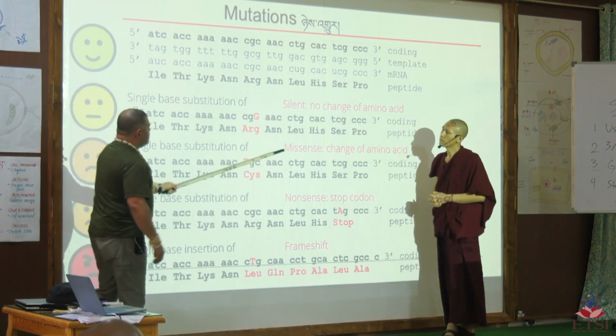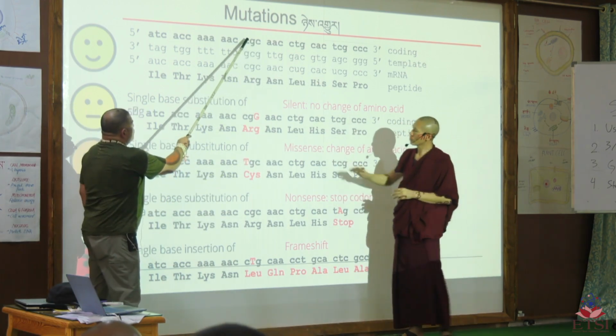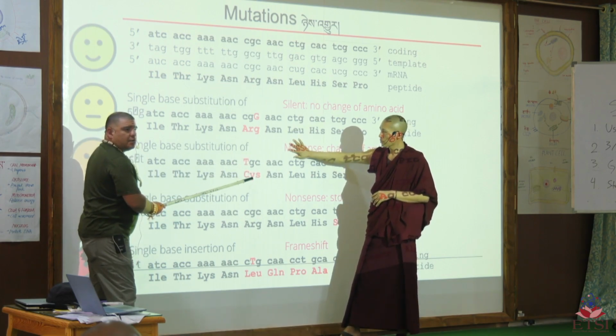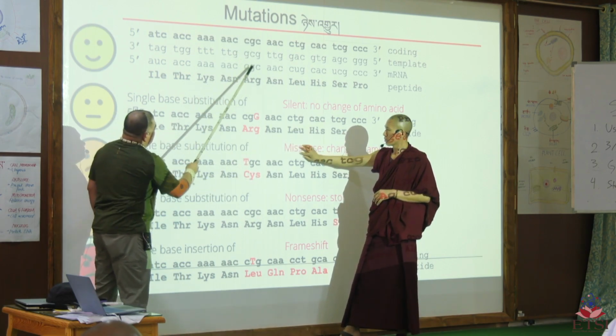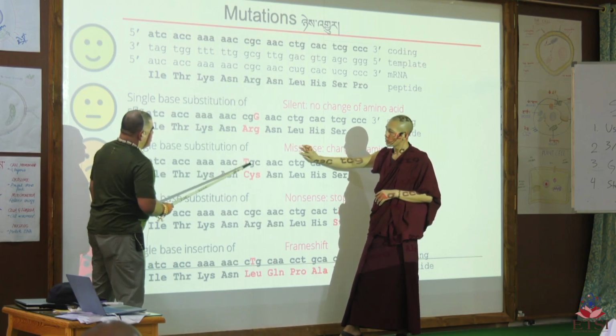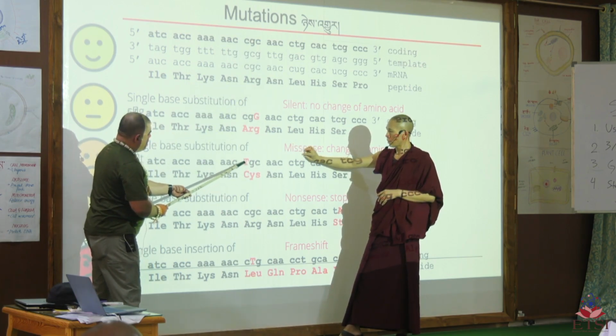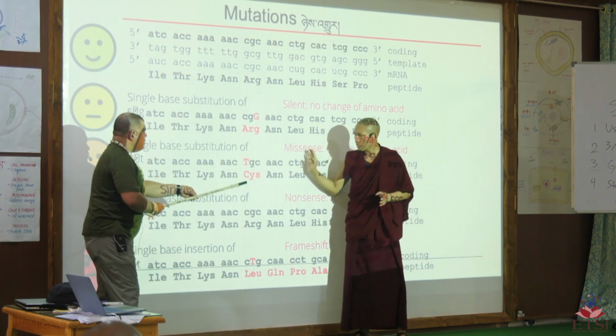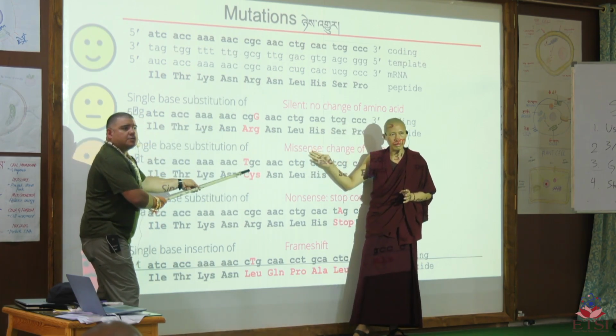In a missense, the combination between the non-mutated and the mutated does change the amino acid. CGC gives us arginine. TGC, with the mutation in the T instead of the C, will give us cysteine. So now the amino acid does change.